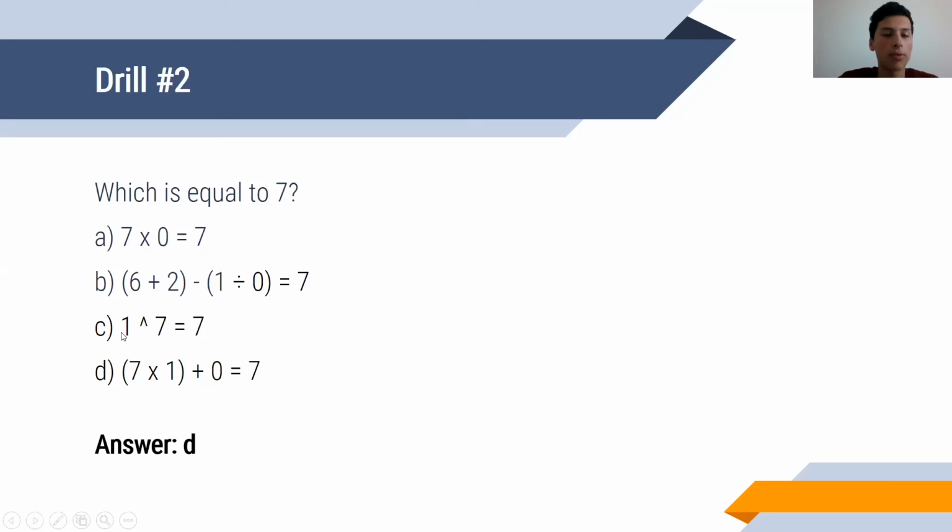1 to the power of 7 is actually 1. So C is not correct. And then D, parentheses 7 times 1, that's 7. Plus 0, you're adding nothing to that. So we're staying at 7, and that's the goal. So the answer is D.